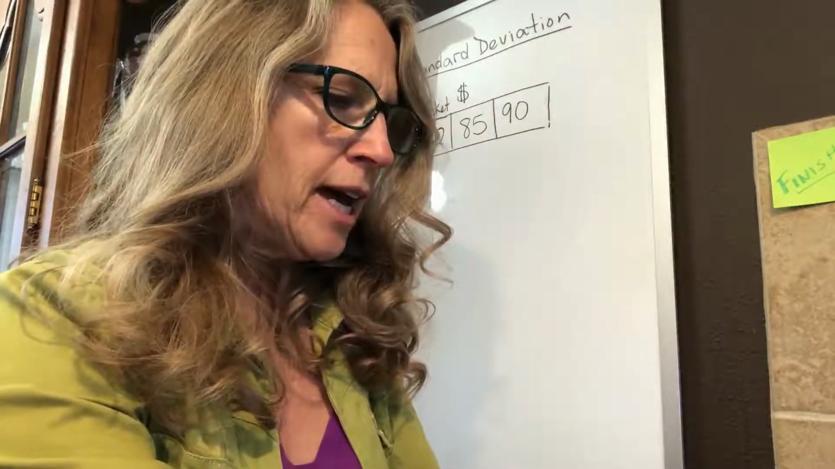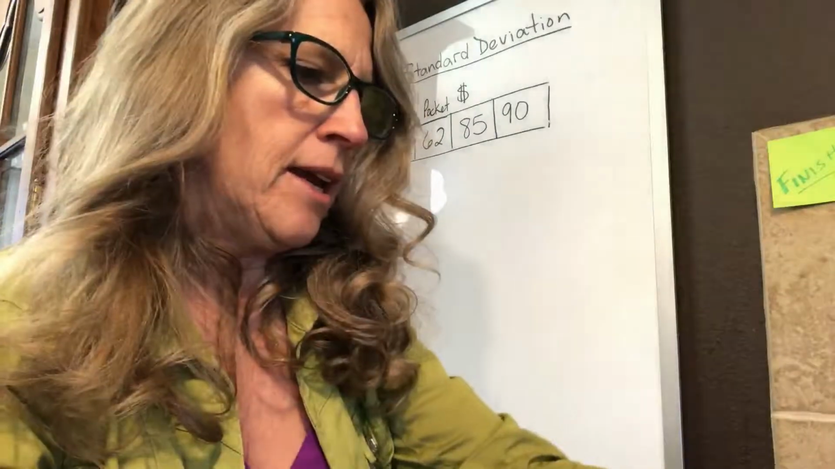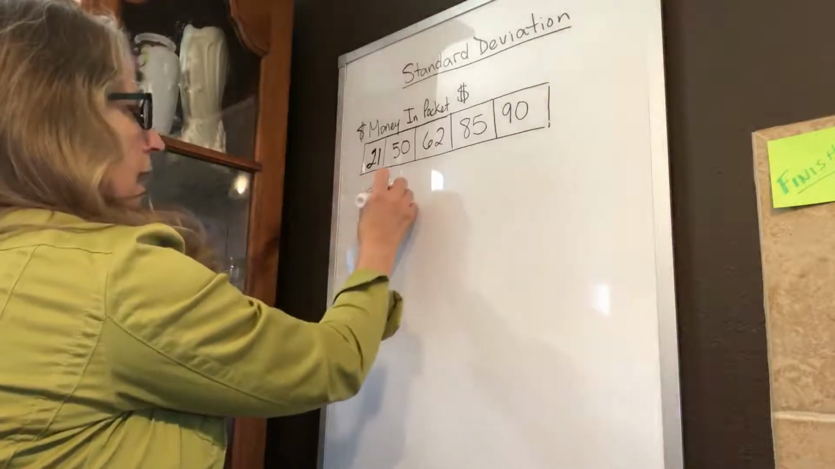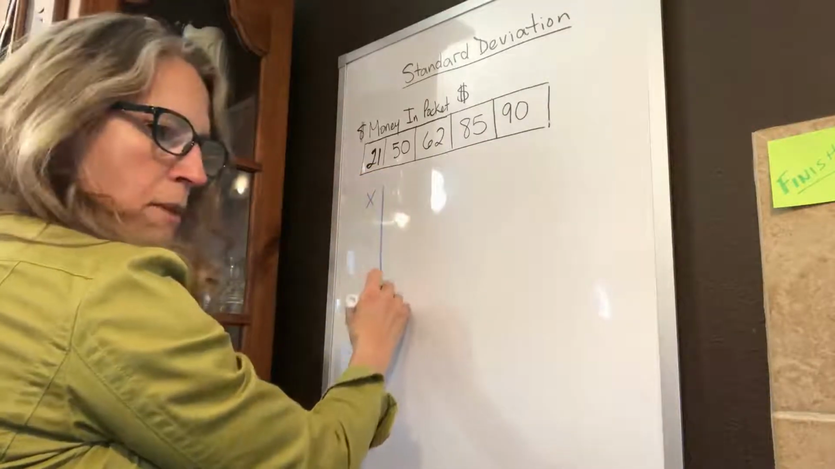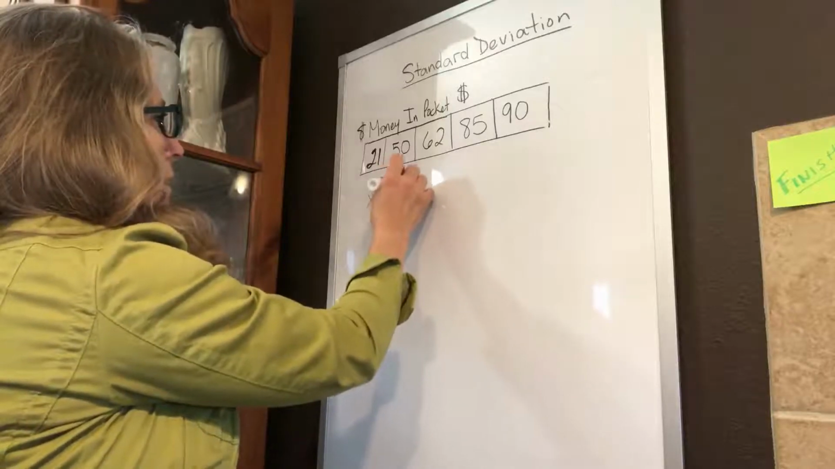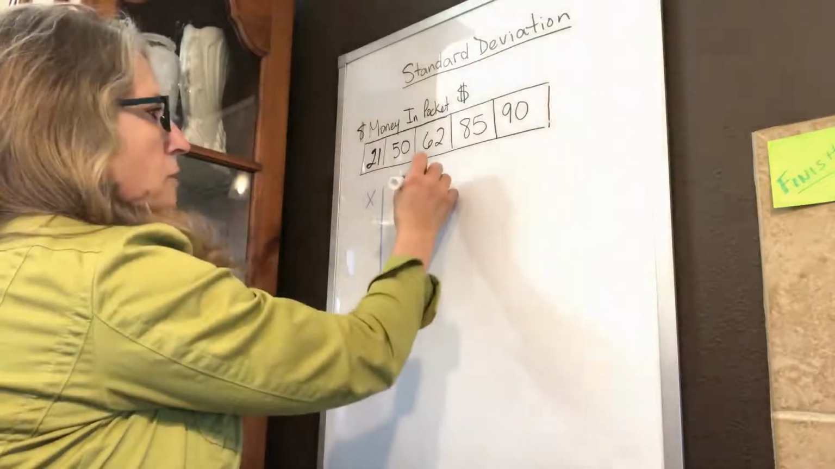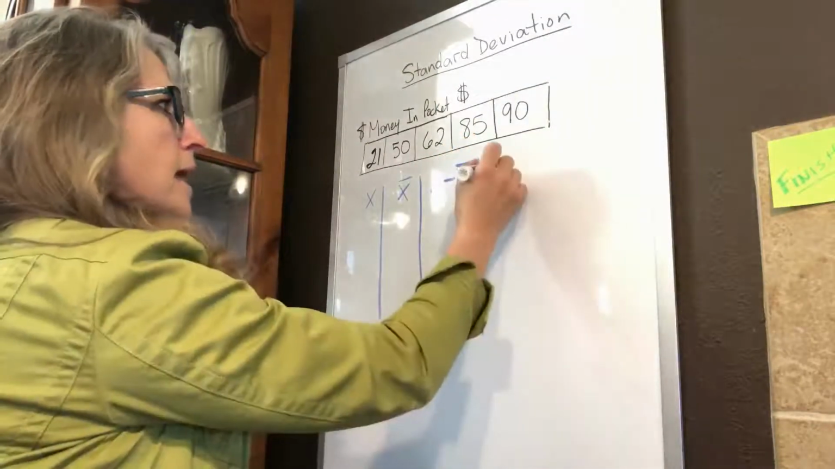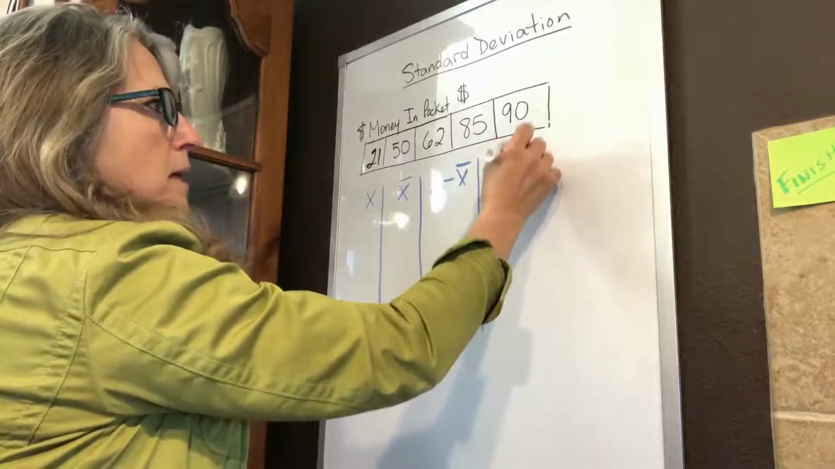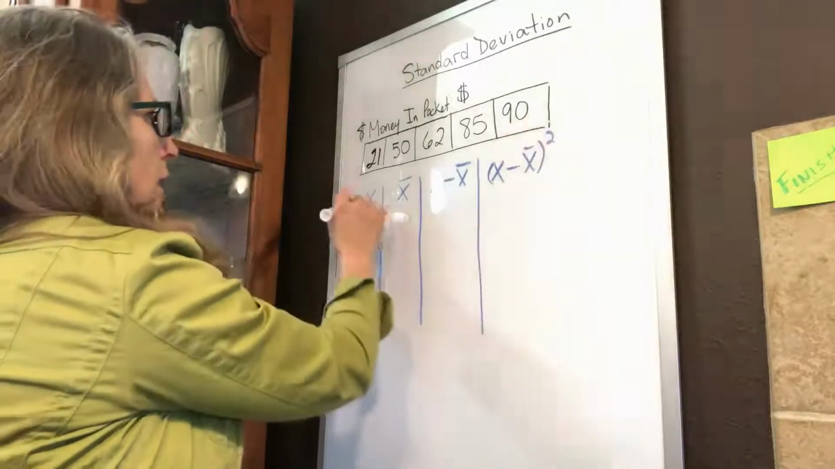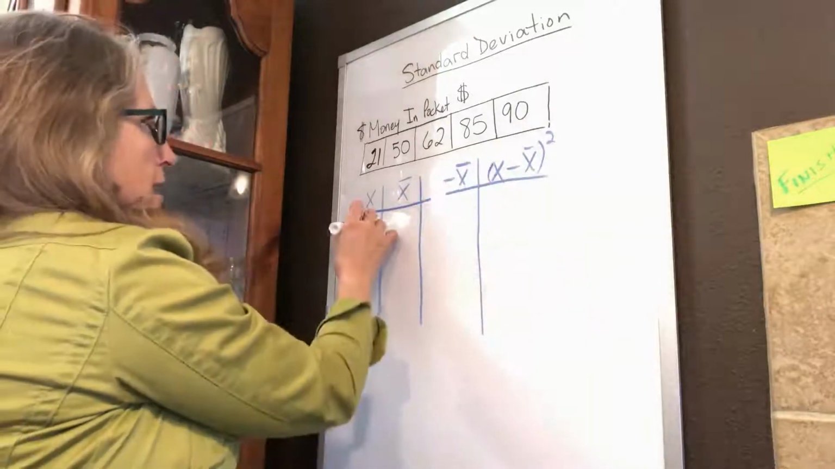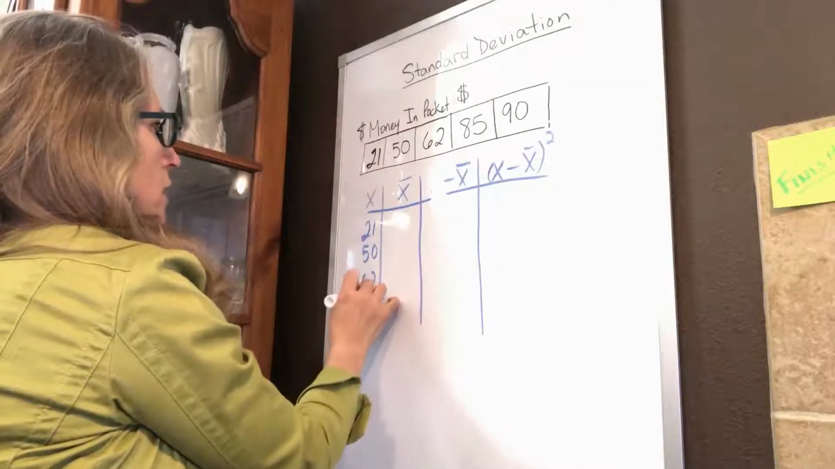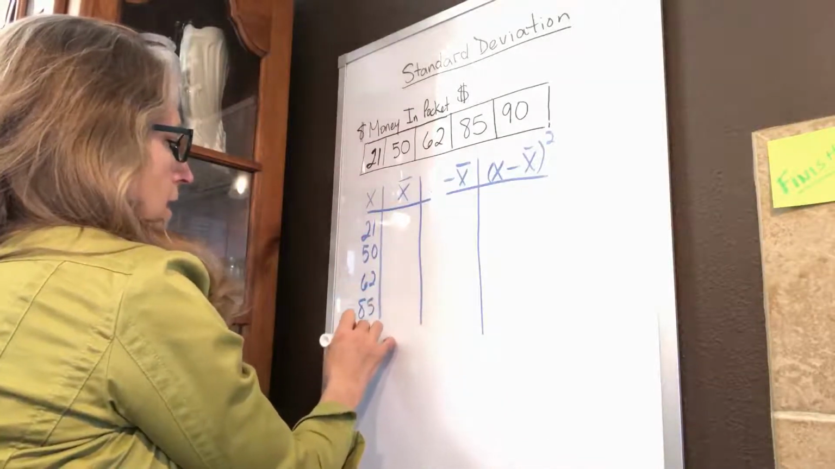And the data table is going to have the data. So I'm going to have my x, and it's going to have my mean, and it's going to have my x minus the mean, right? And then it's going to have my x minus the mean squared, okay? So my data is 21, 50, 62, 85, and 90.